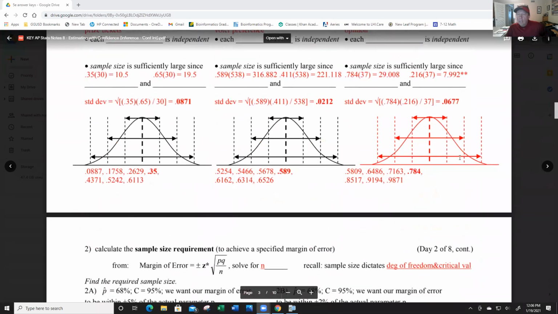Next part is I'm going to do the standard deviation, which is P, 1 minus P over N. It comes out a little less than 7%, 0.0677. Okay? And that's a really big standard deviation. It's really large because the sample size is so small. Recall, the larger the sample size, the smaller the standard deviation. And the reverse is true.